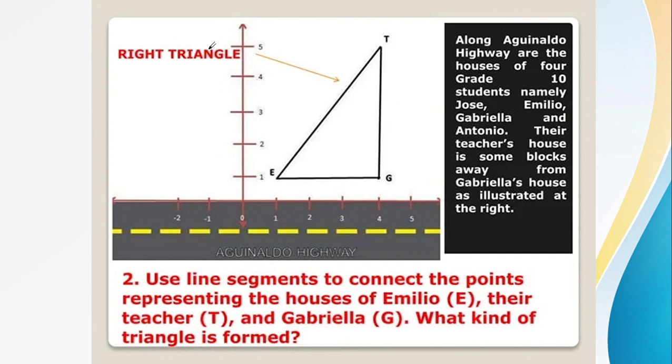Now, for number 2, what triangle is formed? This triangle is called a right triangle, because a right angle is formed here. And when we say right angle, the angle formed is 90 degrees. Since we have a right angle, we can use the Pythagorean theorem. This is the hypotenuse, this is the longer leg and the shorter leg. So this is a right triangle.